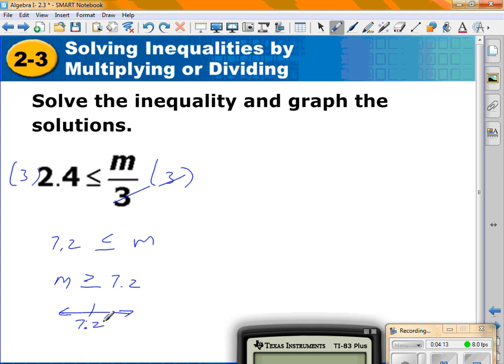7.2. This one is open or closed? Closed. And this graphs to the right because it is greater than. M is greater than or equal to 7.2. It's a lot easier when I have the variable greater than or less than. It's a lot harder for you to think when a number is less than.